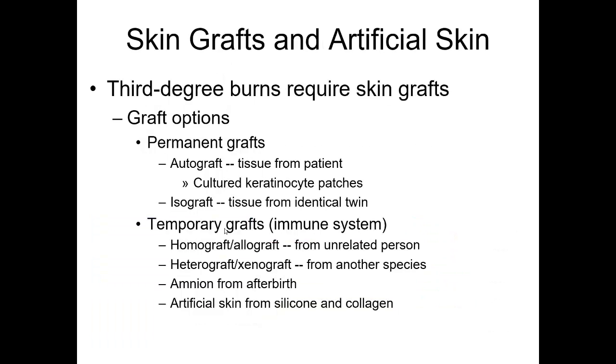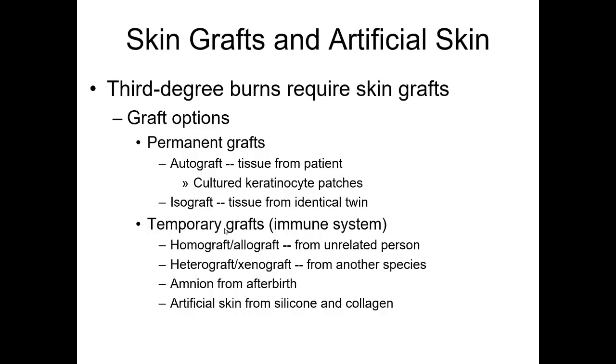Now, third-degree burns typically require skin grafts of some kind, because a third-degree burn is so severe that they have lost the stem cells that can regenerate the skin. So there are quite a few graft options. You can have temporary grafts or you can have permanent grafts. A permanent graft is something that is least likely to be rejected by the patient's body. A temporary graft is a graft that is put in place temporarily to reduce secondary infections or severe dehydration.